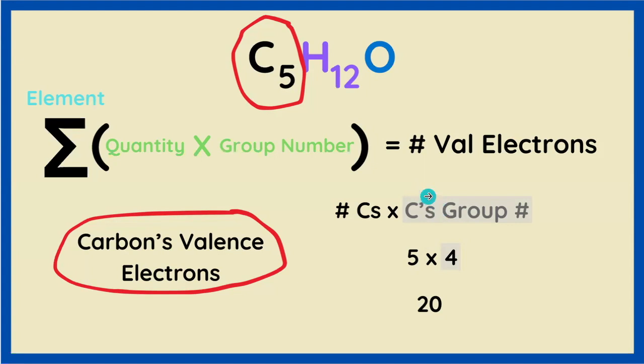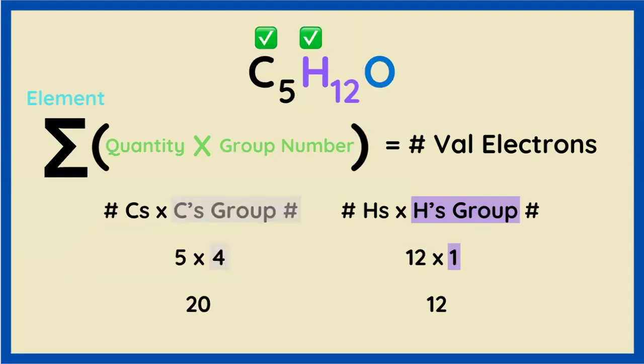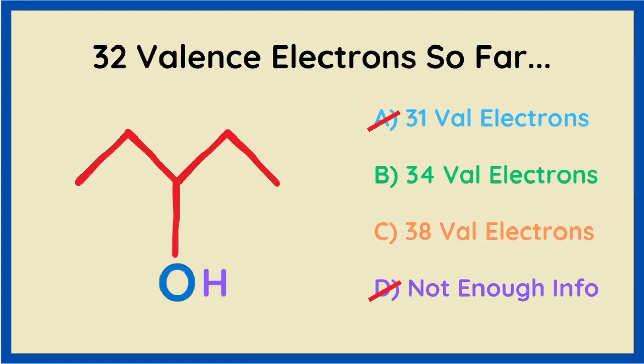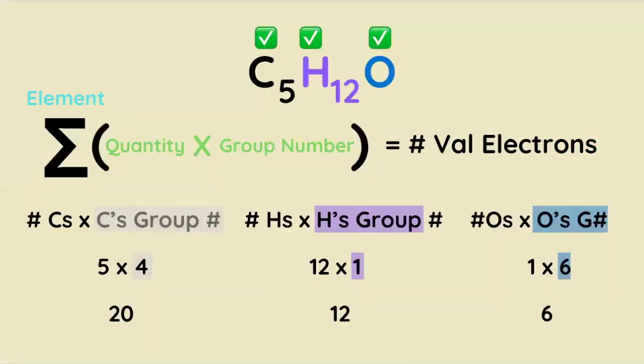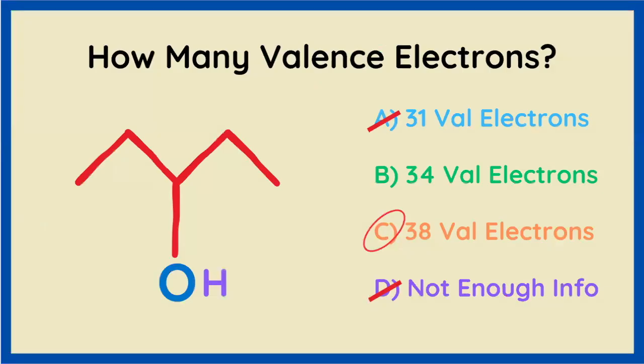So if a single carbon has 4 valence electrons because it's in group 4, and our molecule has 5 carbons, carbon will contribute 20 valence electrons to the overall molecule. Hydrogen, on the other hand, contributes 12 because there's 12 of them, and each individual hydrogen contributes a single valence electron. So with carbon and hydrogen alone, we already have accounted for 20 plus 12 equals 32 valence electrons, and we haven't even gone through oxygen. So we'll get rid of answer choice A because we're already past 31 valence electrons. We do the same product and quantity of group number for the remaining element, oxygen. Add everything together and we get that 38 valence electrons belong to this molecule. So C is our correct answer.